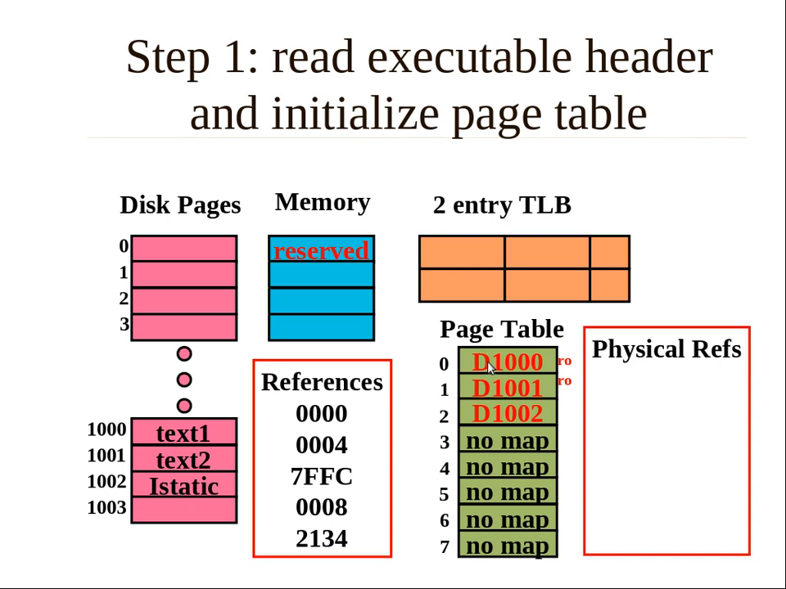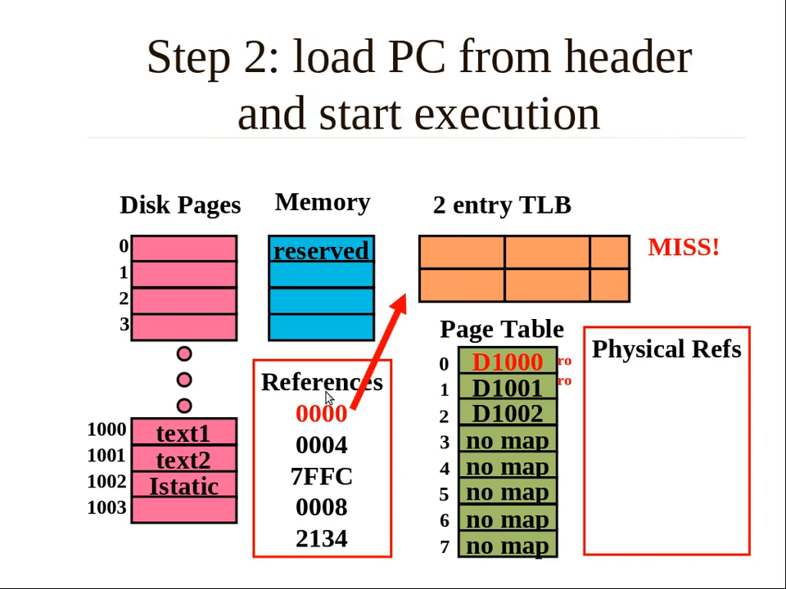We allocate a page table. Data 1000, aka this guy here, 1001, 1002, but it's on the disk. So it's disk 1000, disk 1001, disk 1002. I accidentally said data beforehand, my apologies. These are the references that are about to come out of the program.